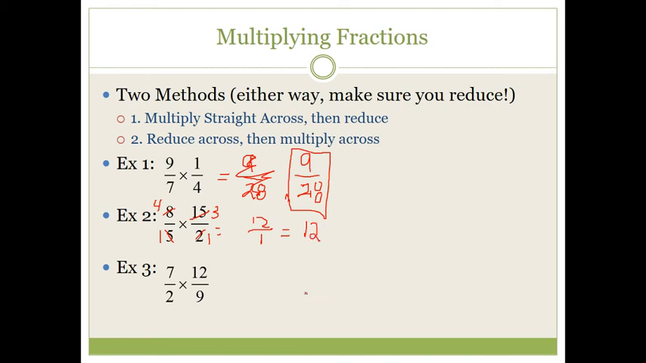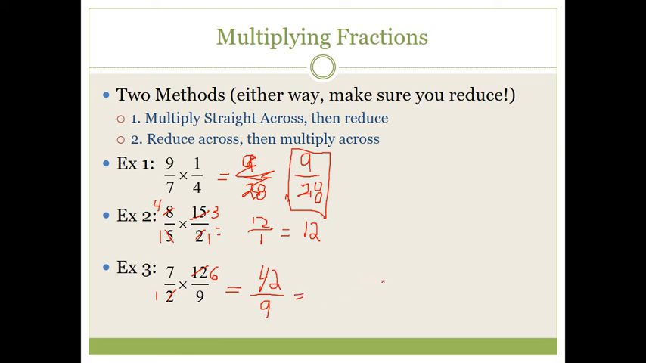Alright, so let's do the last example. How about we reduce it again? So I notice that 2 will go into itself 1 time, and 2 will go into 12 6 times. Now I'm going to go ahead and multiply. So 7 times 6 is 42. 1 times 9 is 9.